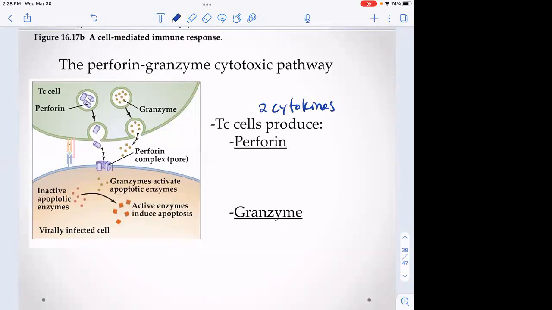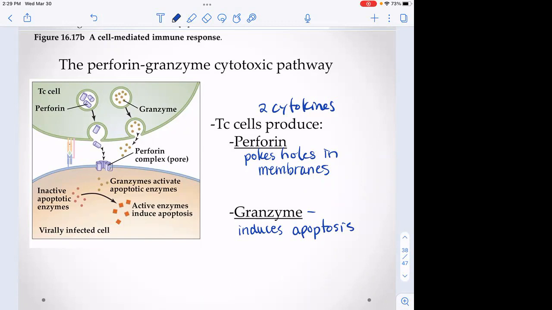Perforin does what it sounds like it would do. It perforates that host cell. So it pokes holes in the membranes. Remember, our cells don't have a tough cell wall around them, so this is fairly easy to do. Pokes holes in membranes. And that allows the entrance of the second cytokine, granzyme, and granzyme induces apoptosis, or apoptosis, however you say that. Okay, that's a programmed cell death.